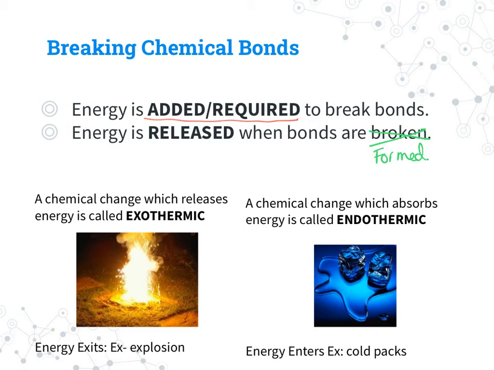Okay. So, a chemical change which releases energy is called exothermic. The idea to remember this is energy exits. A chemical change which absorbs energy is called endothermic. Energy enters. So, when energy is added or required to break bonds, we could say that this is endothermic. If energy is released when bonds are formed, we could say that that is exothermic.